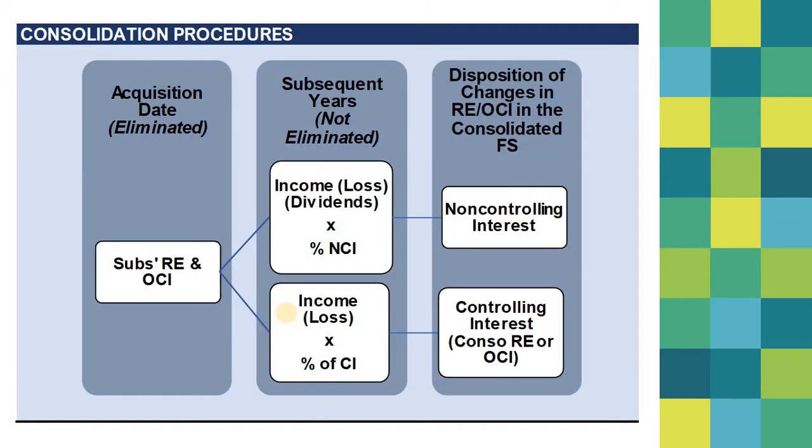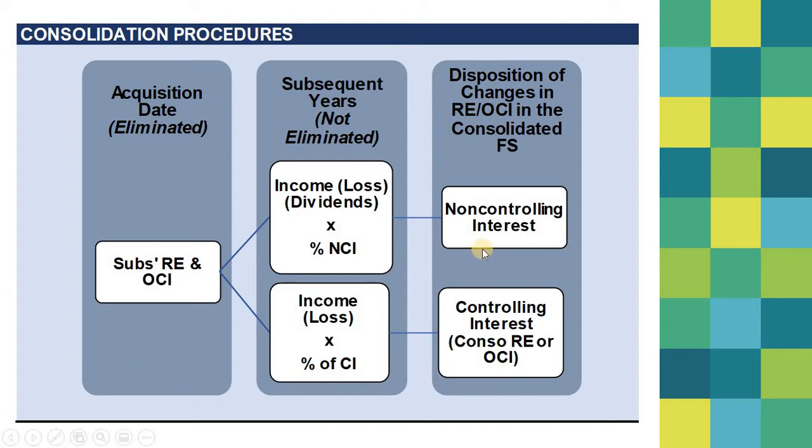So how do we establish the beginning balances? Again, the consolidated retained earnings and the consolidated other comprehensive income should only be the retained earnings and other comprehensive income attributable to the controlling interest, which means it includes the RE and OCI of the parent in its separate financial statements and its share in the income or loss of the subsidiary. So that is the composition of the consolidated retained earnings and other comprehensive income.